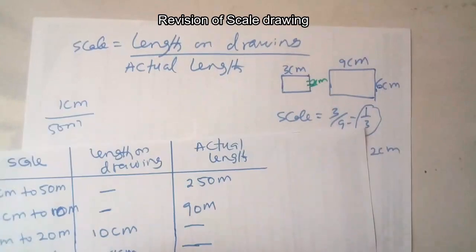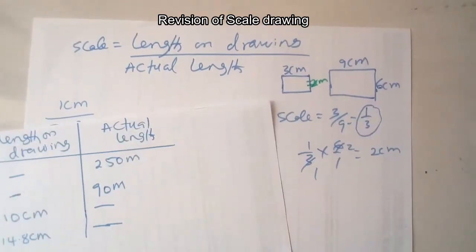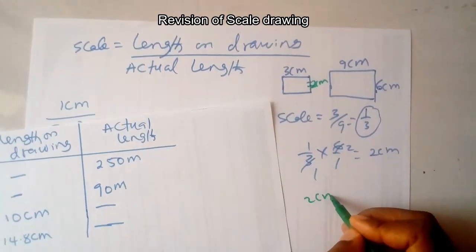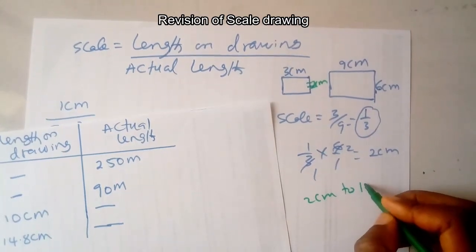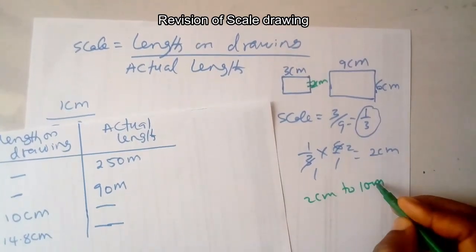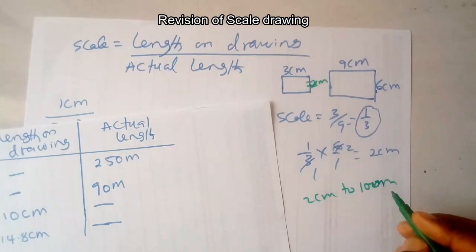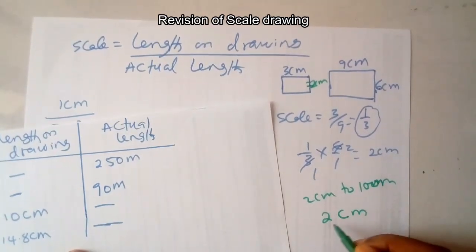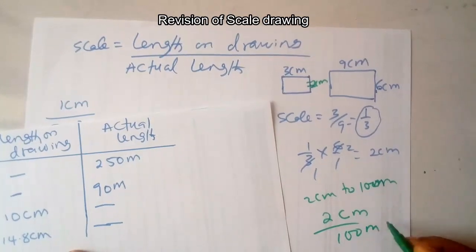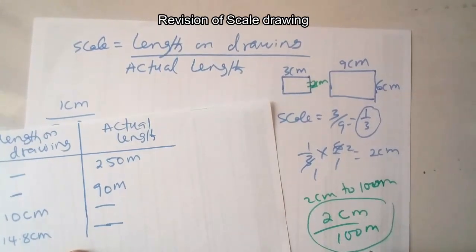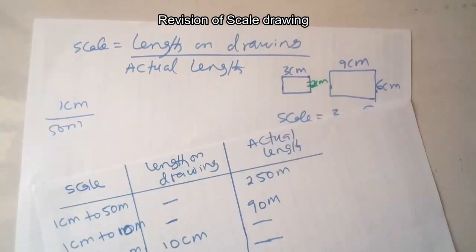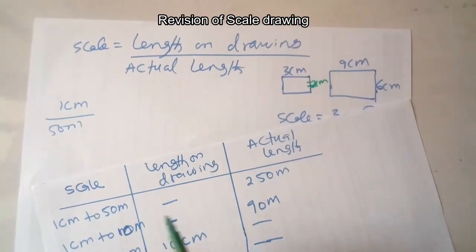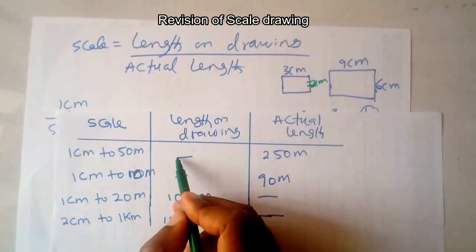Always make it a fraction. For example, a scale of 2 centimeters to 100 meters, just make it a fraction, that is 2 centimeters over 100 meters. Just take it as your scale. Then you proceed. Here I'm trying to find the length on drawing.